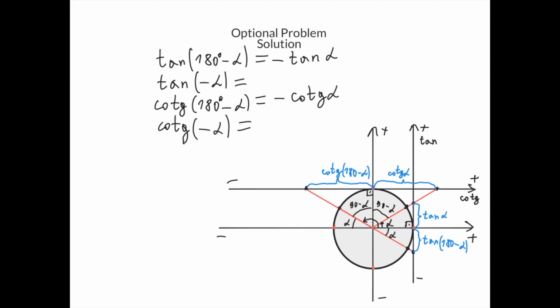And so the tangent and cotangent of minus alpha would be equal to the tangent and cotangent of 180 minus alpha. And so tangent of minus alpha equals tangent of 180 minus alpha, which is negative tangent of alpha. So we put negative tangent of alpha here. And same thing, cotangent of minus alpha equals cotangent of 180 minus alpha, which is negative cotangent of alpha.